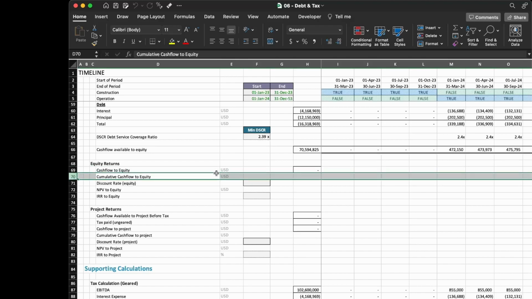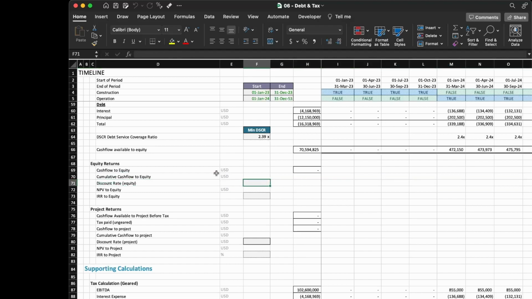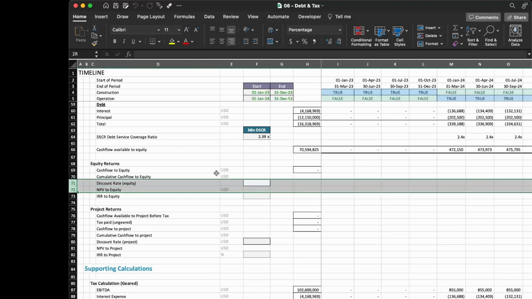Then, for display only for now, we're going to calculate the cumulative cash flows to equity. We're going to have to come up with a discount rate, which would be the equity hurdle rate, so that we can then calculate the equity NPV and compare the hurdle rate against the IRR to equity investors. So that's essentially what we have here. It's pretty straightforward. We have most of the information already in place.